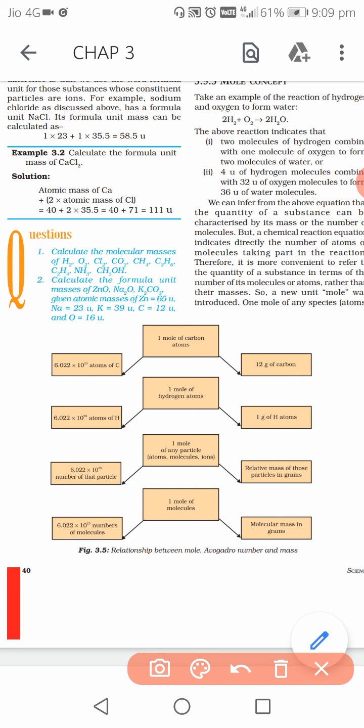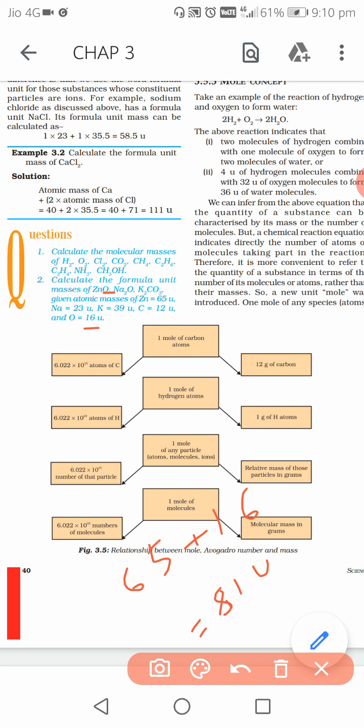So suppose zinc oxide. The mass of zinc is given as 65. Though these values are given, you should remember them. 65 is for zinc, so 65 plus, with zinc what else is there? Oxygen. The mass of oxygen is 16, we know this one. So 65 plus 16, how much is it? 81 u.